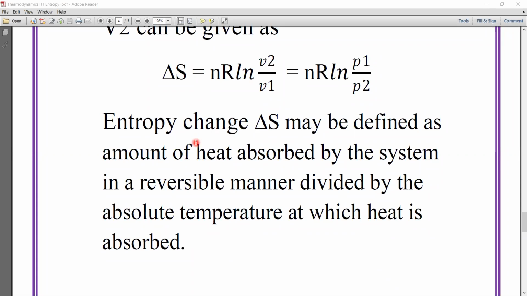Remember that formula, delta S is equal to dq reversible upon T, formula for entropy. Previous अभी देखा हमने. So entropy change delta S may be defined as amount of heat absorbed by the system in a reversible manner divided by the absolute temperature at which heat is absorbed. So this is the concept of entropy.